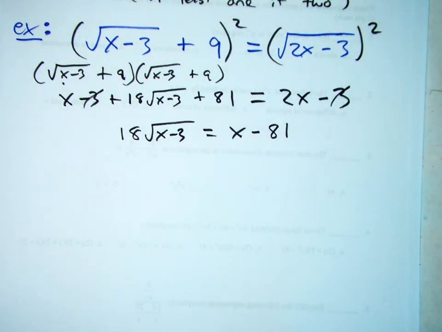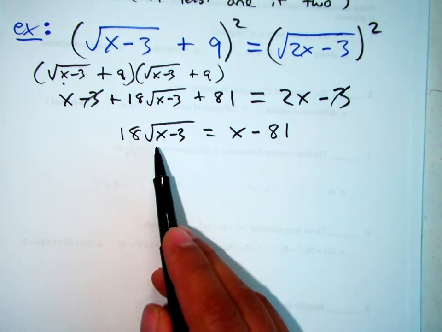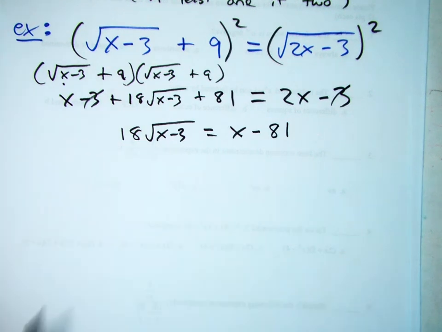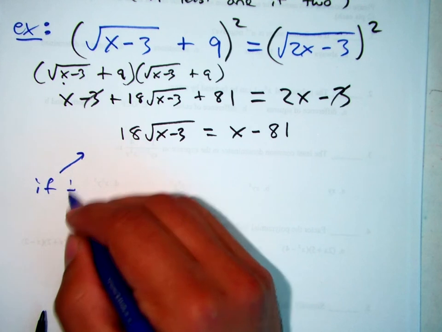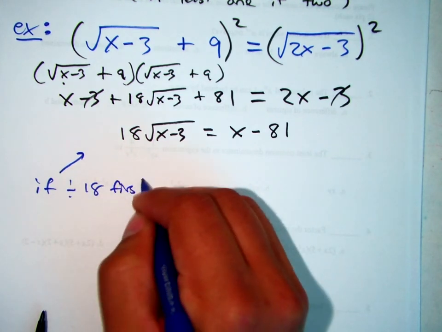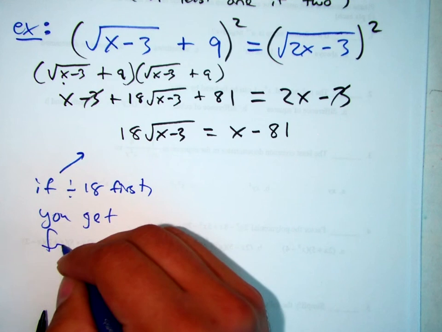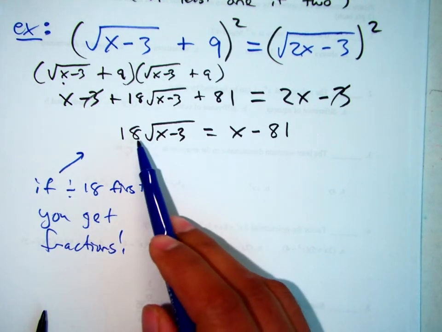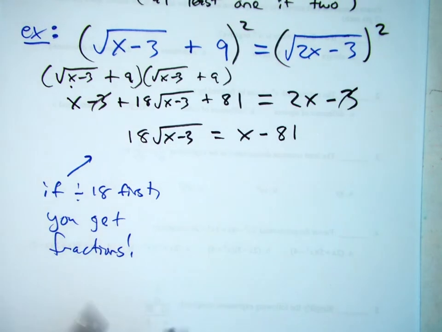Not yet. Oh, okay. So you want to get rid of the square root somehow, right? Here's my advice. If you divide by 18 first, you get fractions, don't you? Let's avoid that. Because if I divide by 18, then I'm going to have to square stuff, and there's going to be fractions everywhere. I can square stuff right now.